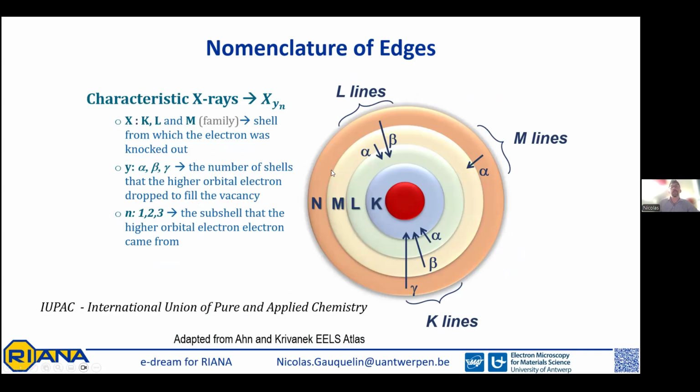As in synchrotrons, the characteristic X-rays are qualified by a certain nomenclature of the edges. So you have the L lines, the M lines, the K lines, depending on which shell it's coming from. And then alpha, beta, gamma depends on the number of shells that the higher orbital electron dropped to fill the vacancy. And the number, so 1, 2, 3, or 4, 5, is the subshell that the higher orbital electron came from.